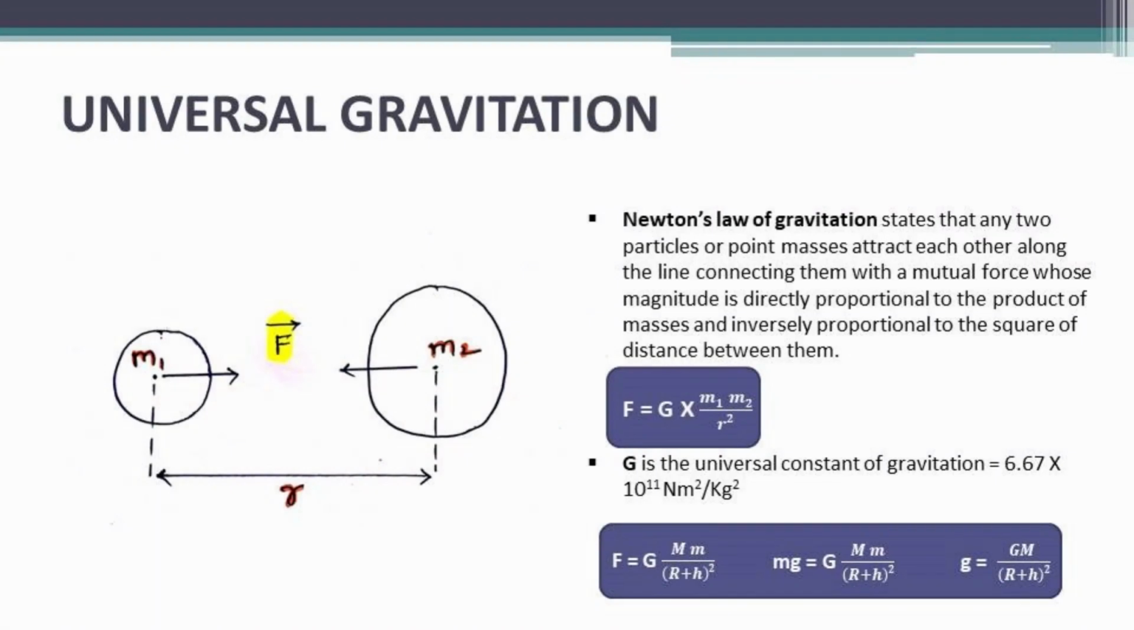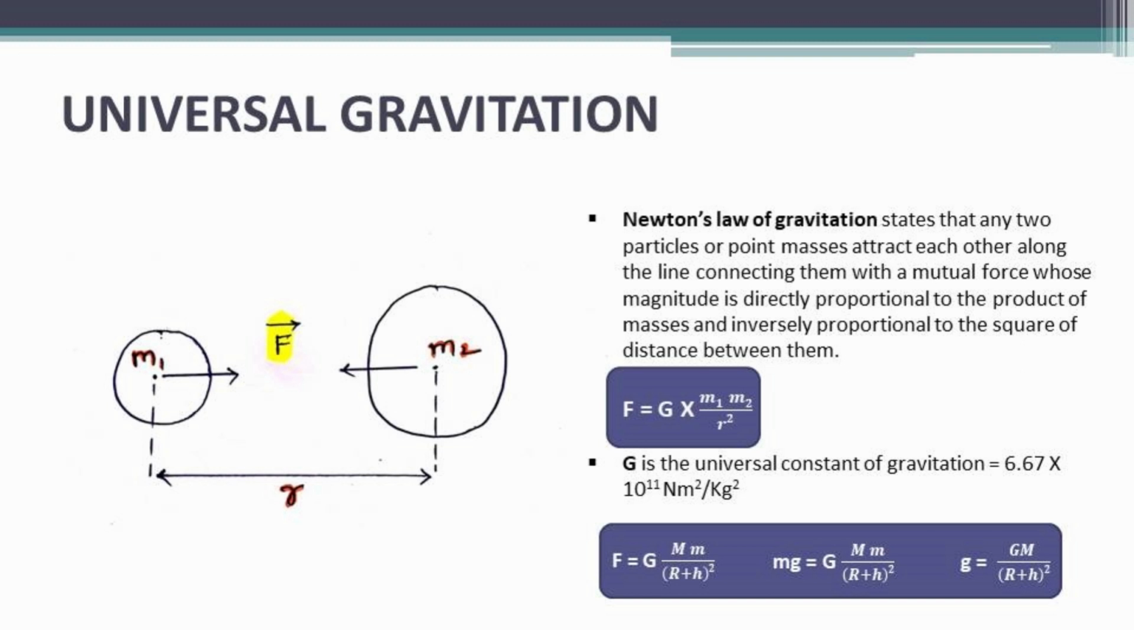Newton's law of universal gravitation states that any two particles or point masses attract each other along the line connecting them with a mutual force whose magnitude is directly proportional to the product of the masses and inversely proportional to the square of the distance between the particles. This mutual force is what we call the gravitational force.